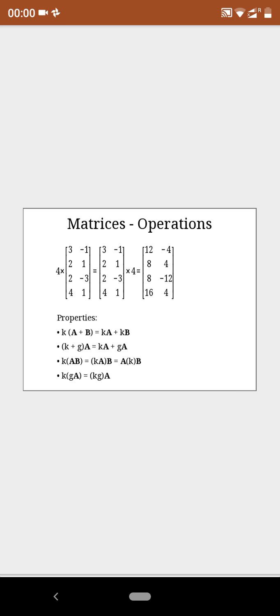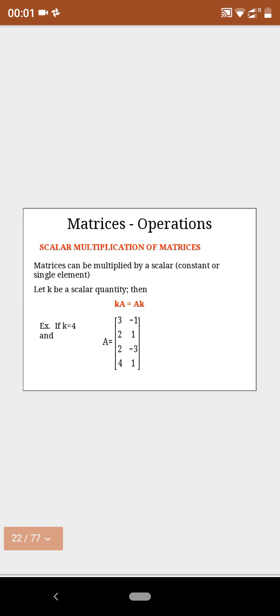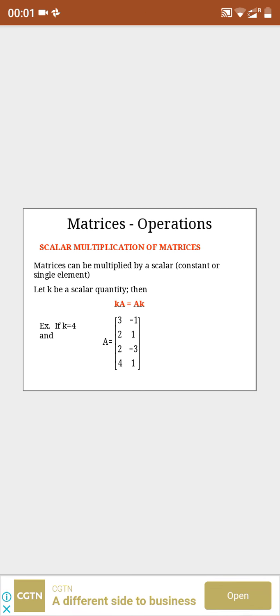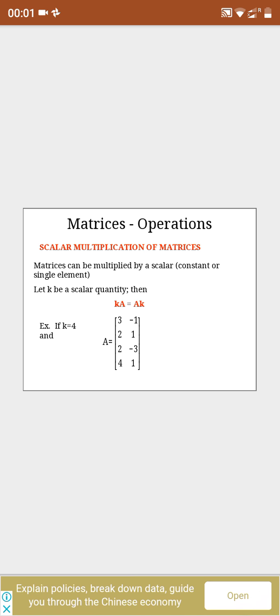So let's recapitulate actually what we have studied. सबसे पहले हमने क्या पढ़ा था? सबसे पहला जो हमारा टॉपिक आया था, that was actually what a matrix is and what is the order of the matrix. And what we studied was, when you multiply the number of rows with the number of columns, you get the total number of elements.